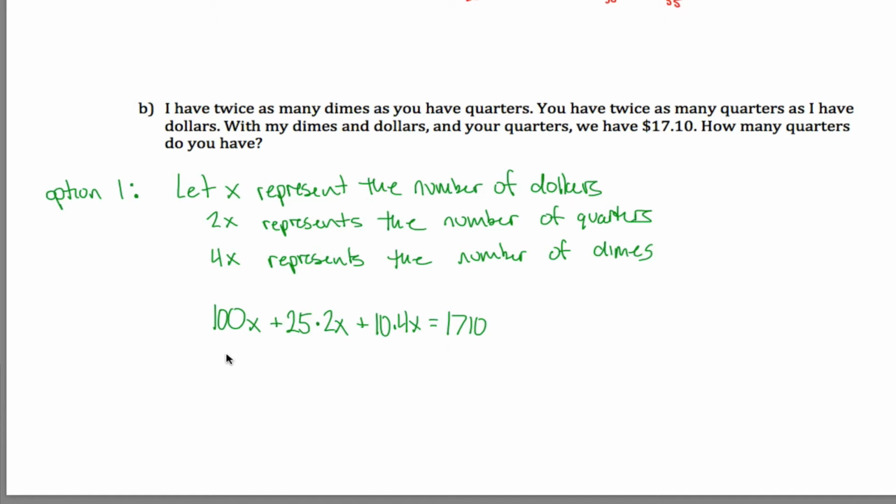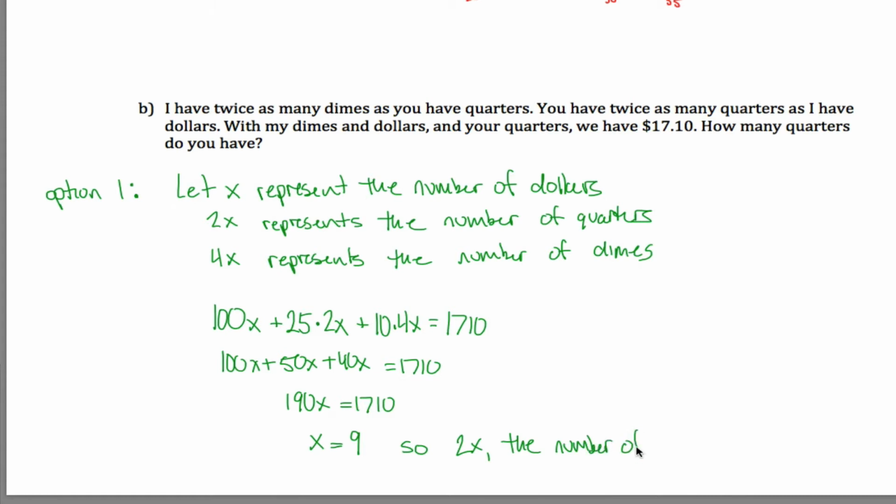And so what I now have is an algebraic problem. I got 100x plus 50x plus 40x is equal to 1710. And so I got 190x equal to 1710. And maybe at this point you pull out a calculator and divide and get that x is equal to 9. And then you're really happy and you're done, but actually you're not done, because the question's asking how many quarters you have, and remember x represents the number of dollars. So 2x, the number of quarters, is 18.